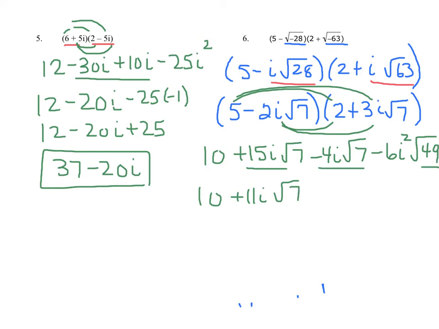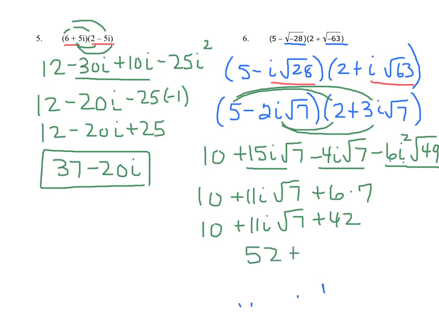And our last expression, we're going to end up with a negative 6 times a negative 1, so that's going to be a positive 6 times the square root of 49, which is 7. So finally we're able to write 10 plus 11i radical 7 plus 42, and the final answer that we get is 52 plus 11i radical 7.